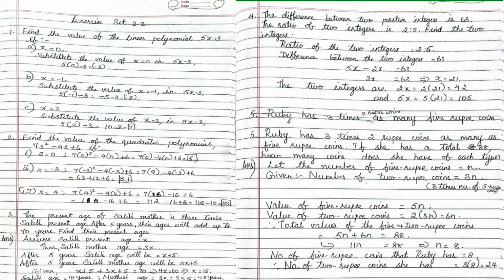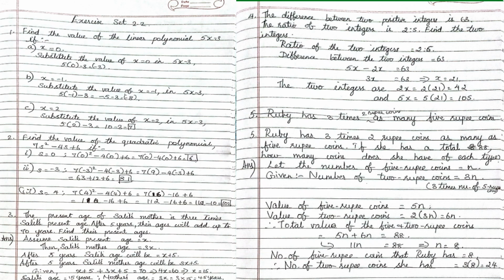Let's look into the problems under exercise set 2. Question number 1. Find the value of the linear polynomial 5x plus 3 if the values of x are given in a, b, c as x is 0, x is minus 1 and x is equal to 2. In each of the cases, we are expected to replace the value of x in the given polynomial and evaluate the final value.